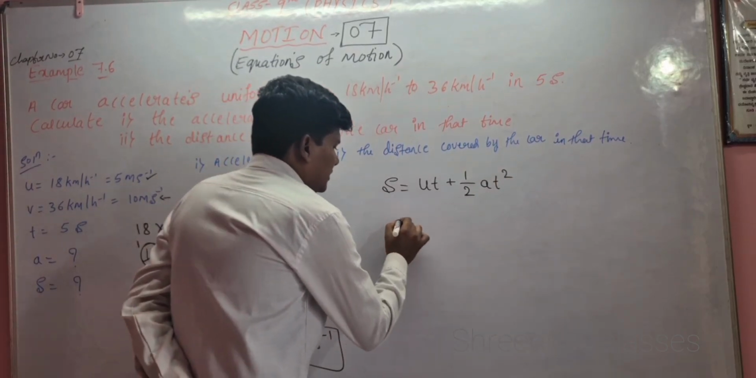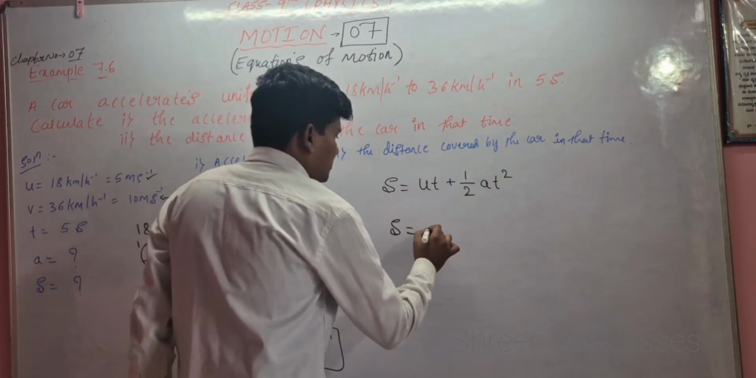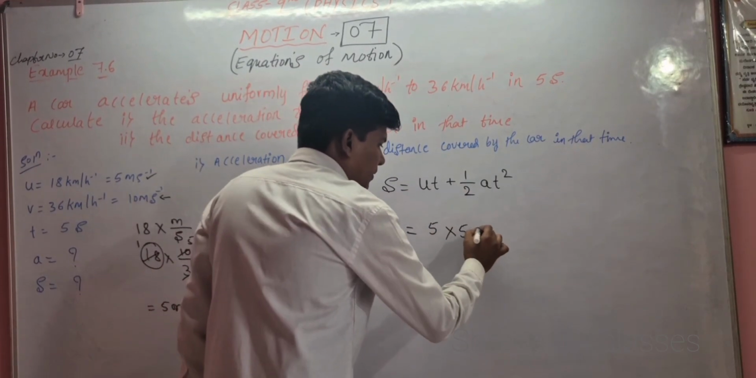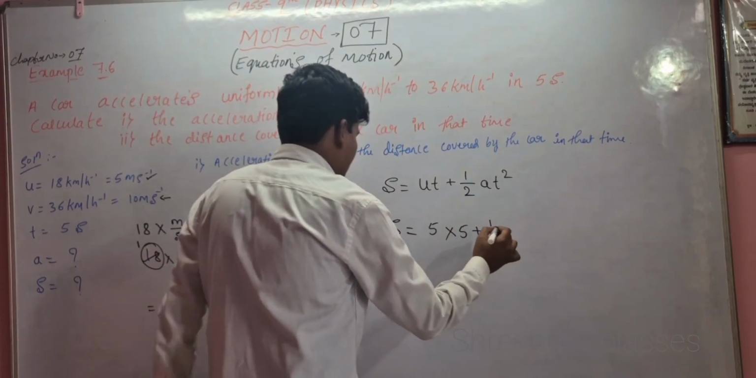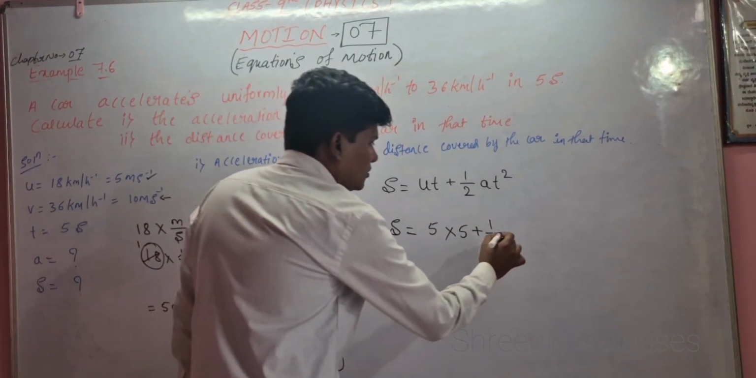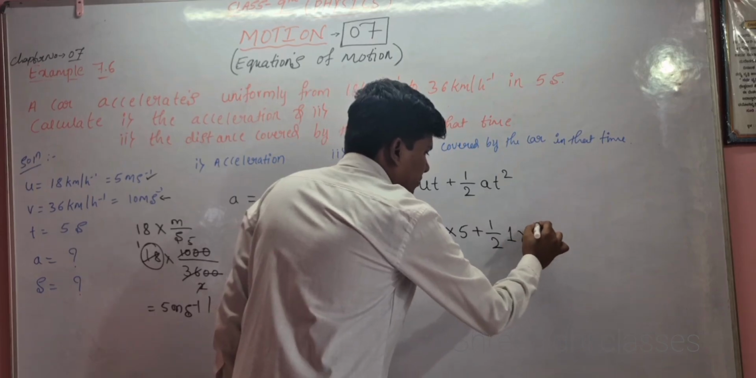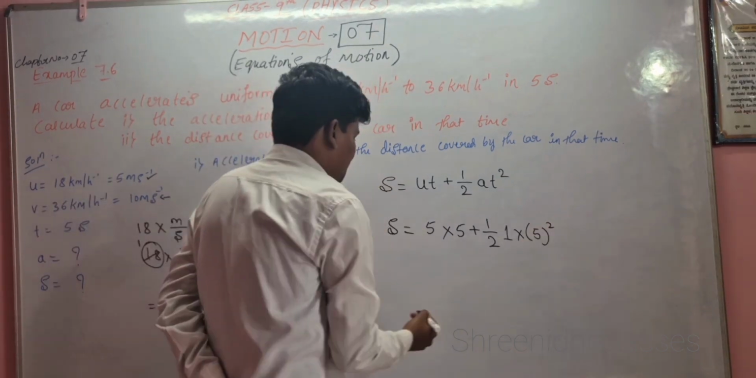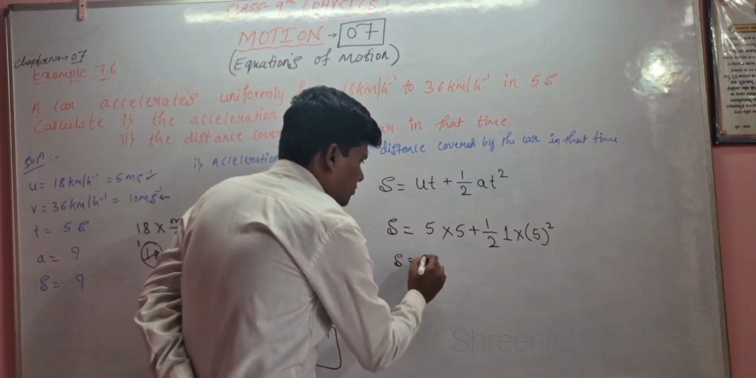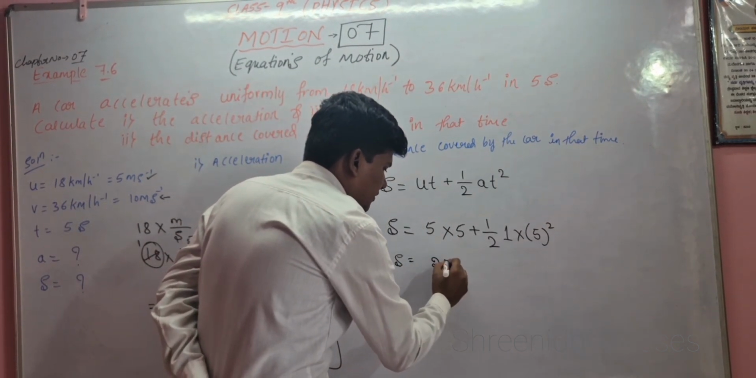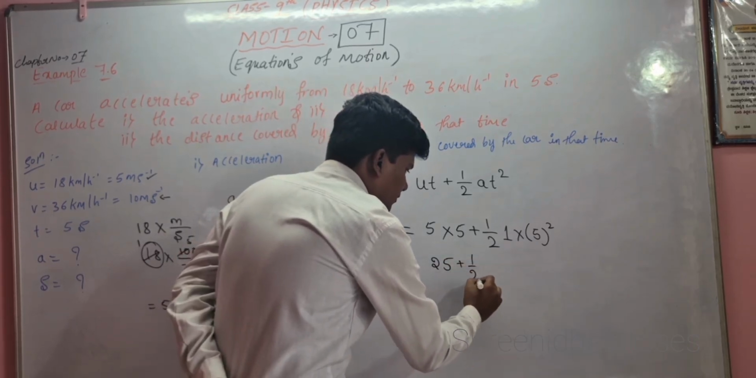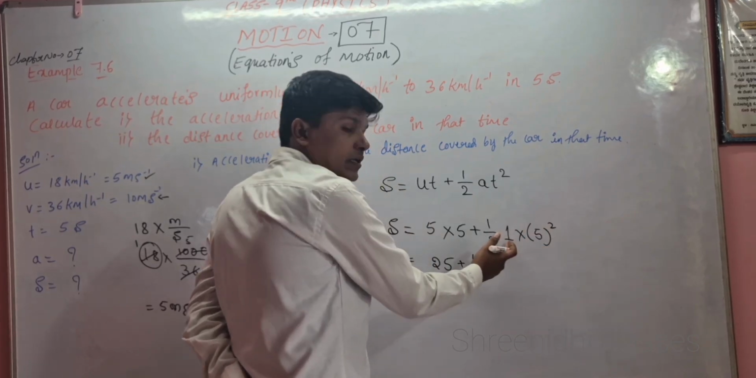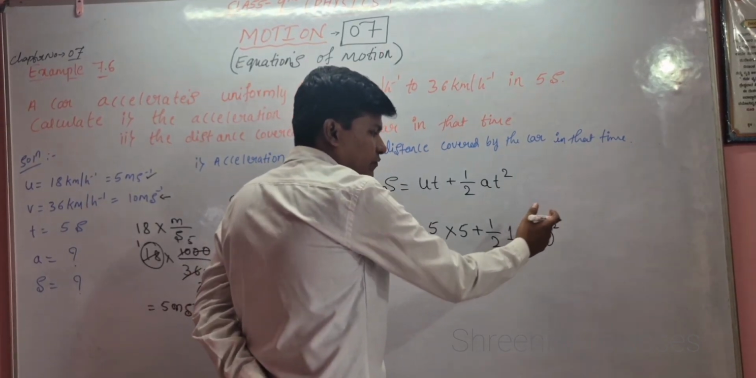So s is equal to initial velocity 5 meter per second, times the time, also 5 seconds, plus 1 divided by 2, times a, which we found as 1 meter per second squared, times t square, so 5 square, or we can also write 5 into 5. Then s is equal to 5 fives are 25, plus half into 25, 5 fives are 25, into 1, 25.